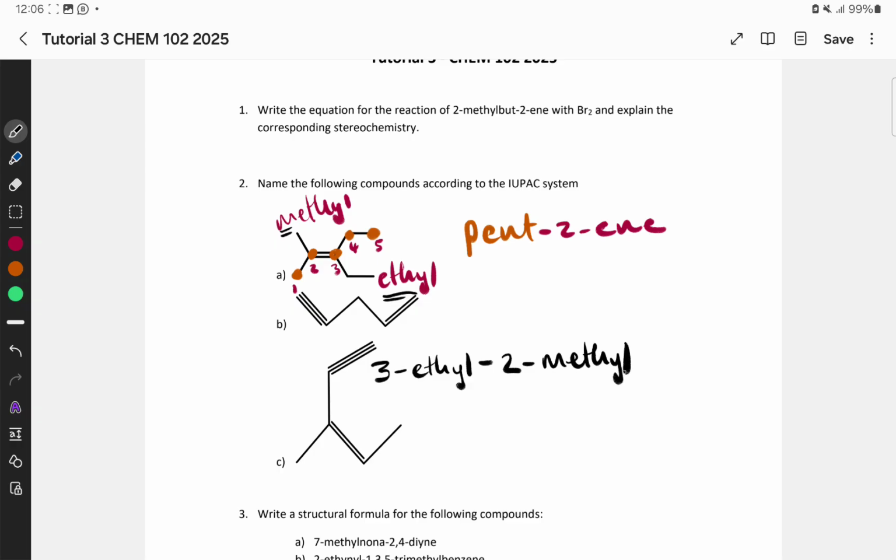Remember, when you come from letters to numbers, you have to put a dash. Then it is methyl, and you put one word, pent-2-ene. This is going to be it. 3-ethyl-2-methylpent-2-ene. This is the name of this guy, and you would be done. That's the name of the first guy, okay? It's 3-ethyl-2-methylpent-2-ene, right? That is it.